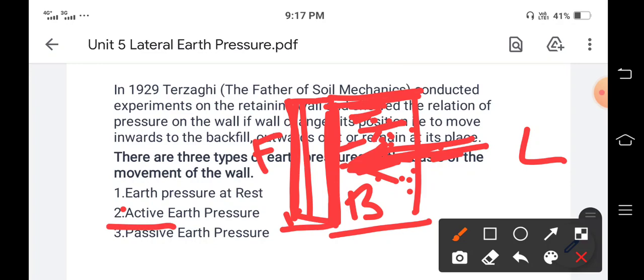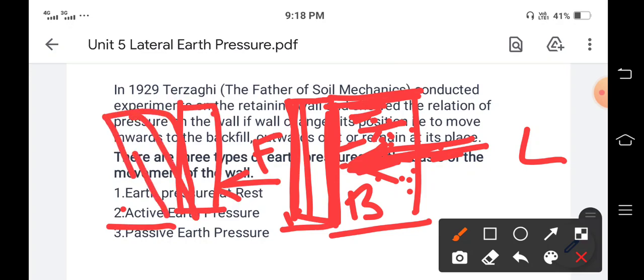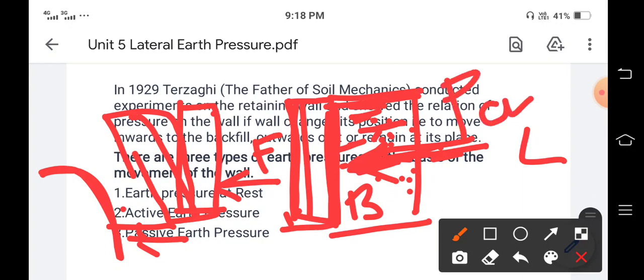Wall move away from the backfill means this wall is in vertical position. When this lateral earth pressure is applied, the wall tends to move away from the backfill from its original position. Due to the application of this pressure, the wall may tilt in this direction, moving away from the backfill, which is called the active earth pressure. This active earth pressure is denoted by the letters Pa. P stands for pressure, and A stands for active earth pressure.